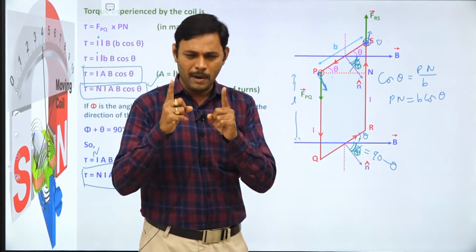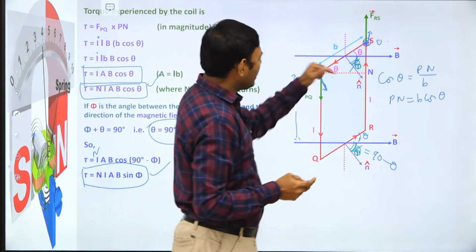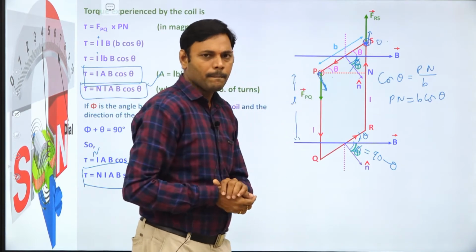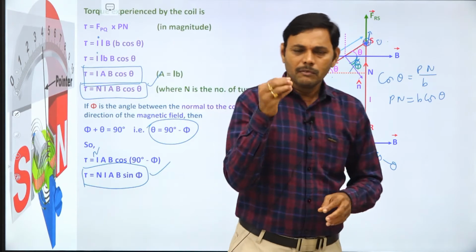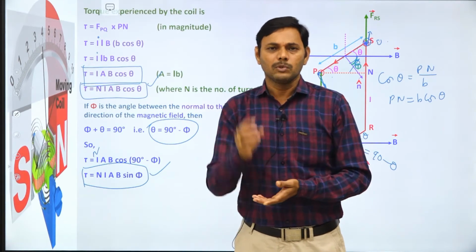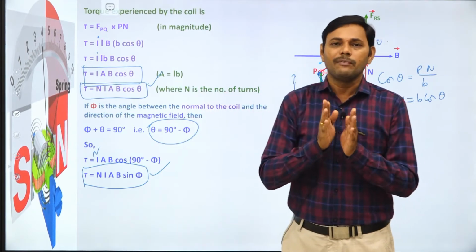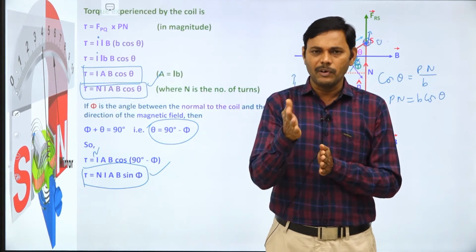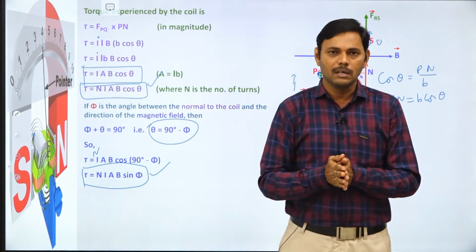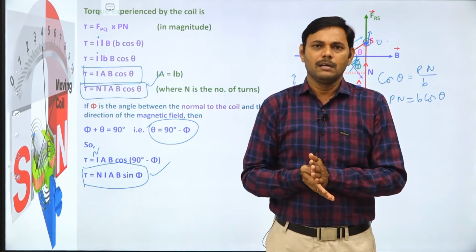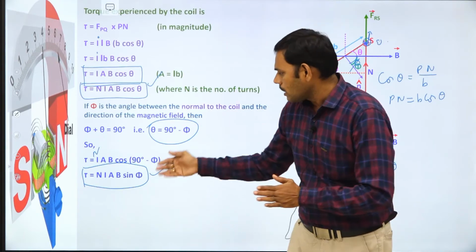So, if the angle made by the area vector, or normal to the face of the coil, with the magnetic field is pi, then torque is NIAB sin pi. With respect to the angle, we write the suitable equation out of these two. If the angle made by the magnetic field with the face of the coil is theta, then NIAB cos theta. If the angle made by the magnetic field with the normal of the coil is pi, then NIAB sin pi.